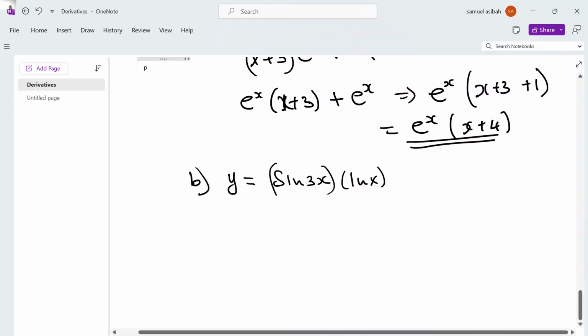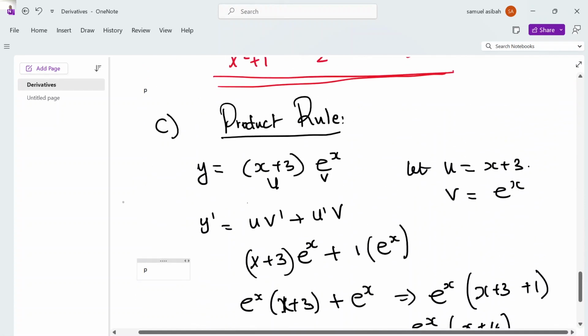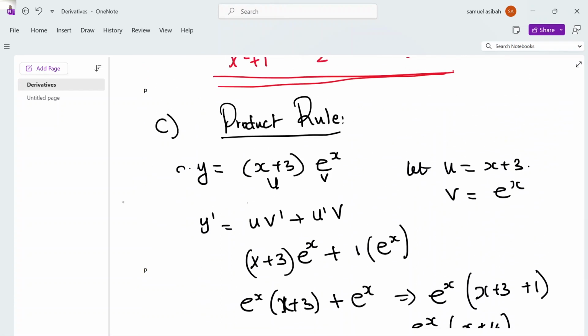Okay, now let's go to example 2. So this, we were to name this one as A. So let's just remove these. So that's the product rule A, and then we move to B.